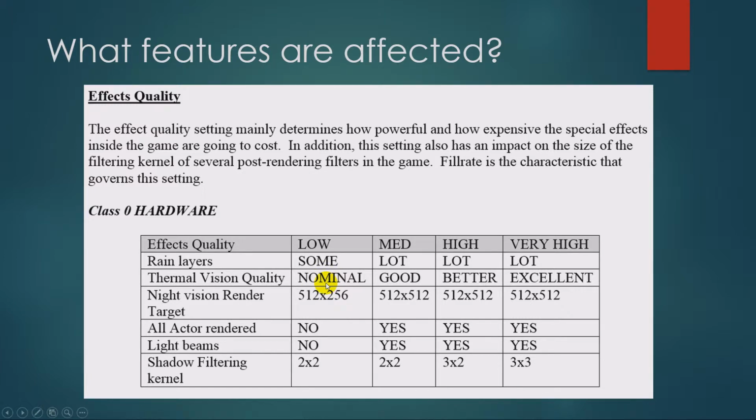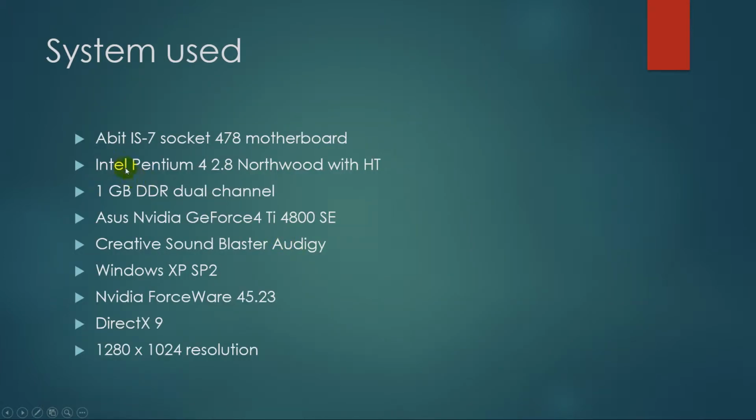So let's have a look at the system I've used. An 8-bit i7 motherboard, Pentium 4 2.8, GB dual channel RAM. I'm using an NVIDIA GeForce 4 Ti 4800 SE, a Sound Blaster Audigy, Windows XP Service Pack 2. The driver I'm using is 45.23. It's quite important that you get the right driver for this game, because there are a lot of little glitches if you get one that's too early or too late. I'm using DirectX 9, and all the images have been taken at 1280 by 1024. So let's have a look at the pictures.